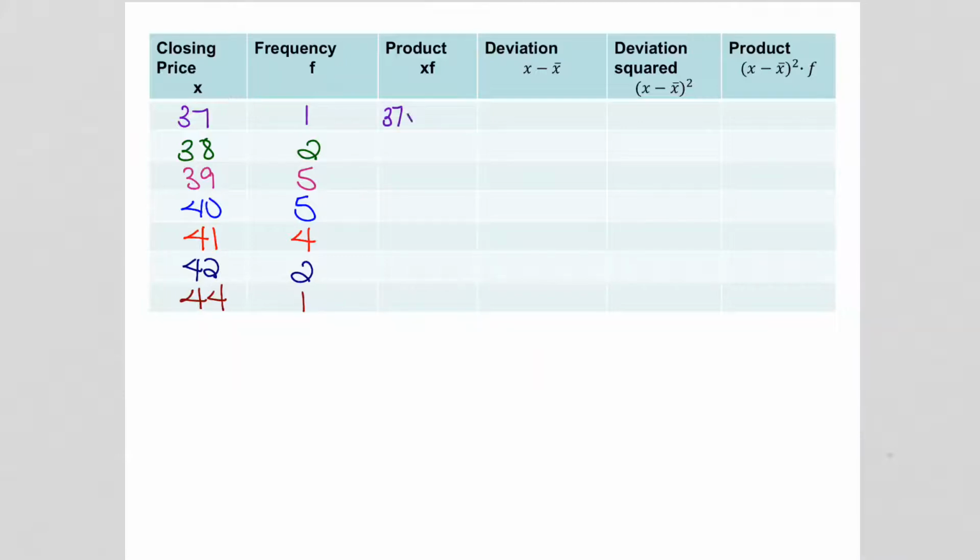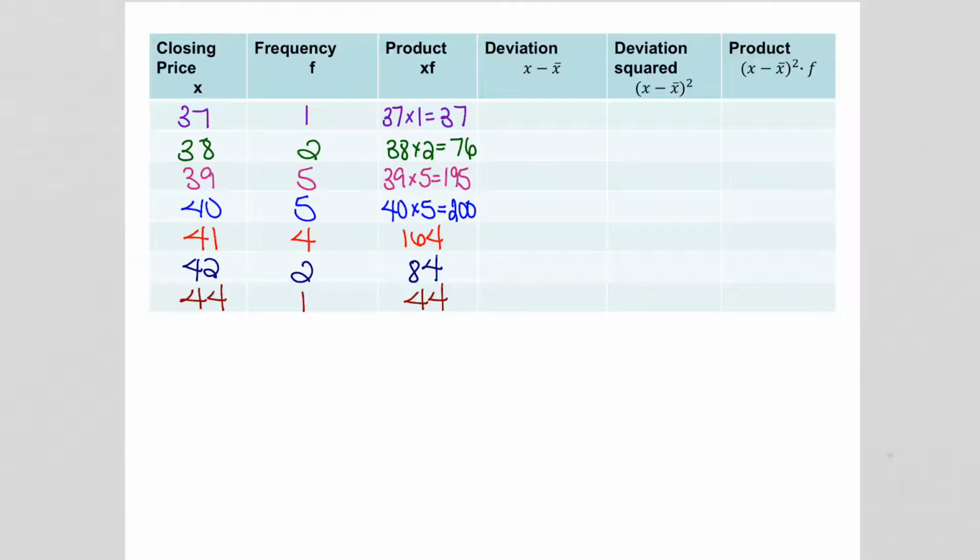So 37 times 1. 38 times 2, 76. 39 times 5, 195. 40 times 5, 200, and so forth. 41 times 4 is 164. 42 times 2 is 84. And 44 times 1 is just 44.